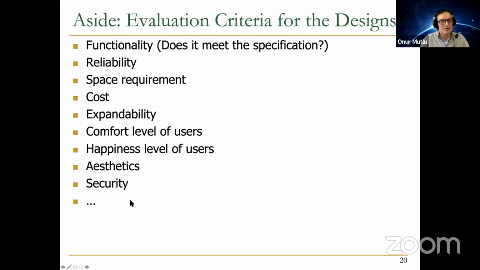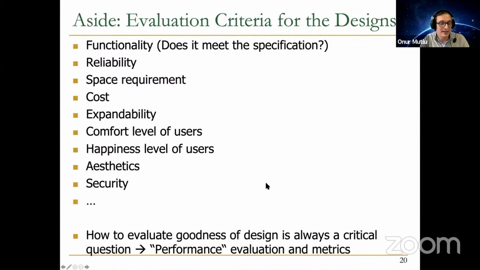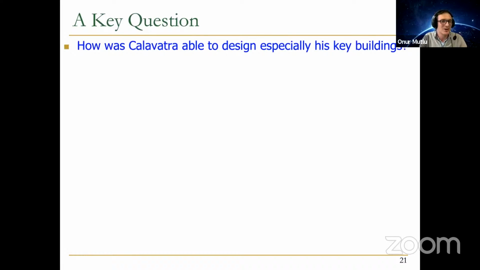Okay, I don't want to go through all of these metrics. You can imagine many, many other metrics also, like security or privacy, aesthetics. So there may be many things over here. So in the end, the takeaway is how to evaluate goodness of design is always a critical question whenever you're designing something. And this leads to performance, in quotes, evaluation and metrics. Performance may be real performance in terms of end-to-end execution time of a program, which we will talk about. But it could really also refer to any metric that is related to quantifying the benefits or downsides of a particular design.